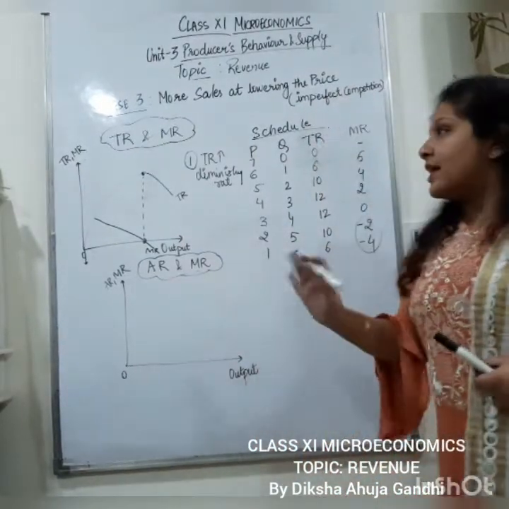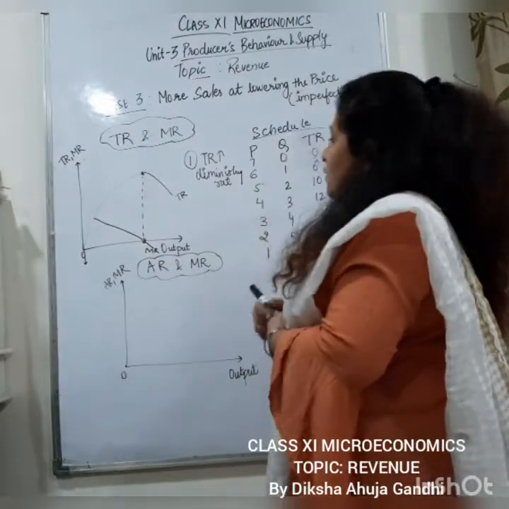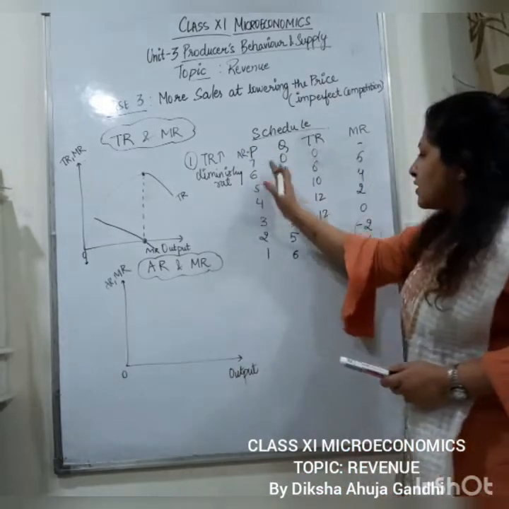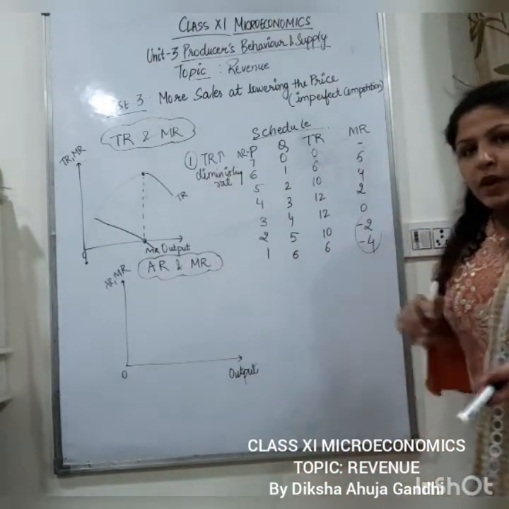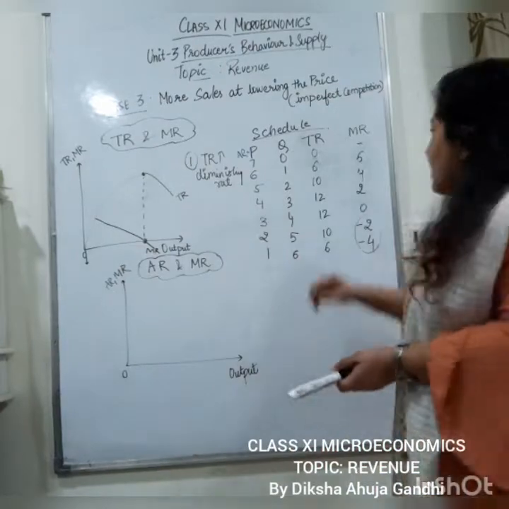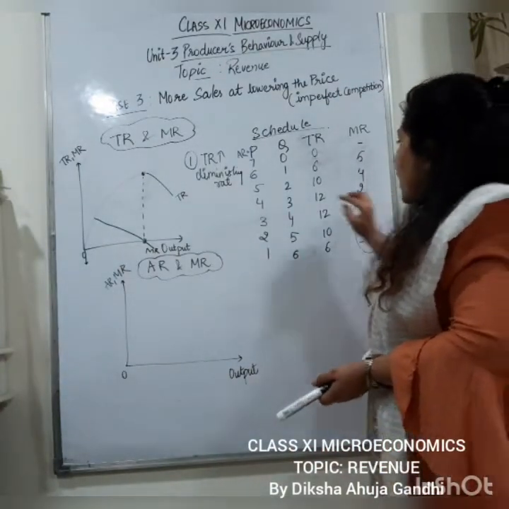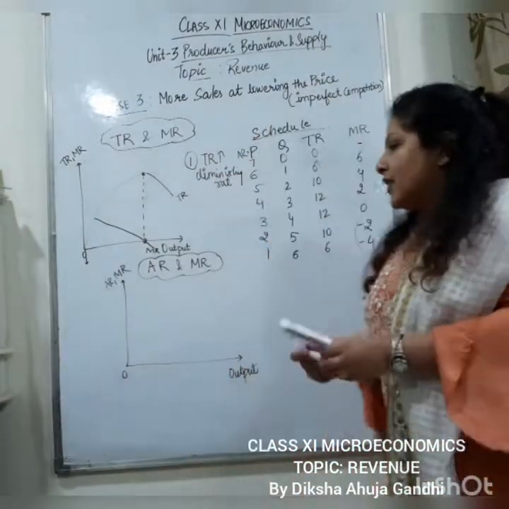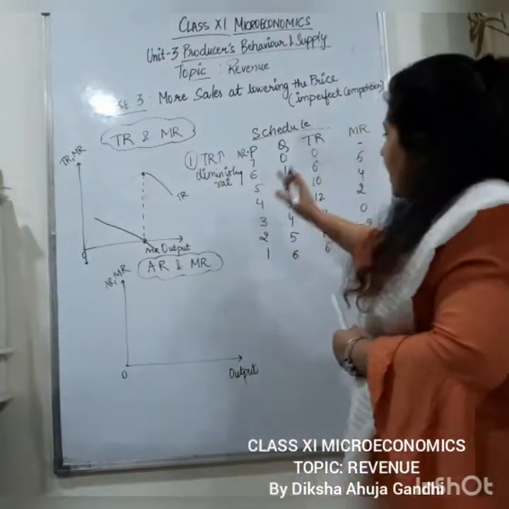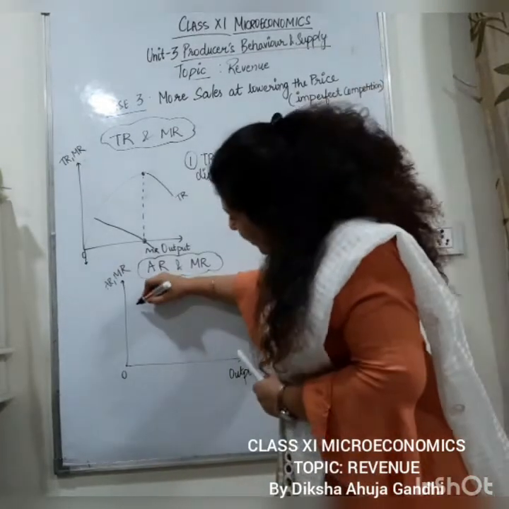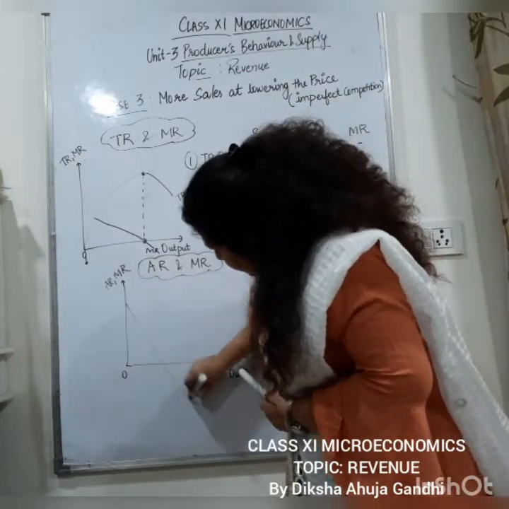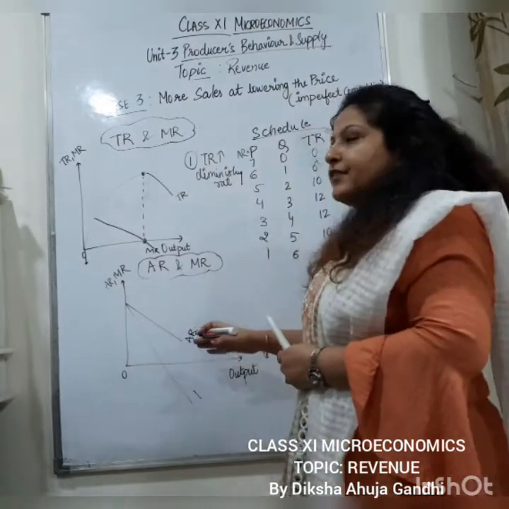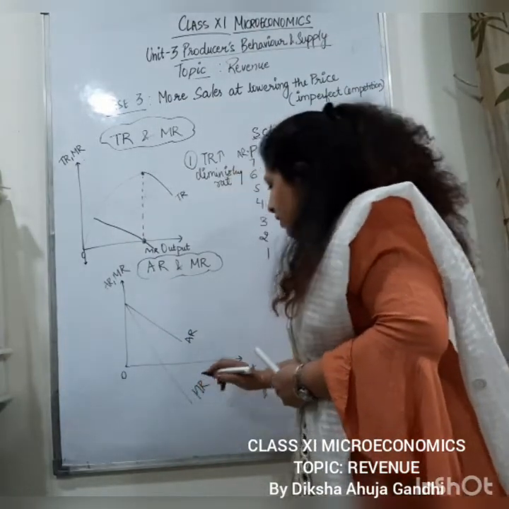So, now the relationship with AR. AR is nothing but price. You know that. AR is nothing but price. So, price is falling. MR is also falling. But can you tell me which is falling at a faster rate? MR is falling by 2, 2, 2, 2 and price is falling by 1, 1, 1, 1. So, which is falling at a faster speed? MR is falling at a faster speed. So, both are downward sloping lines because both are falling. But you can watch here that MR is falling at a faster rate as compared to AR. So, AR is flatter and MR is steeper here.